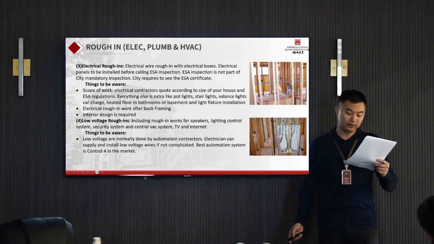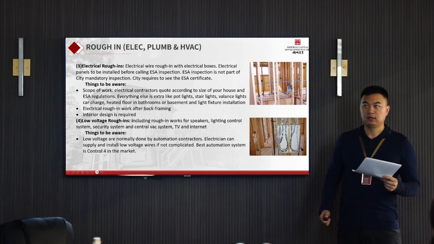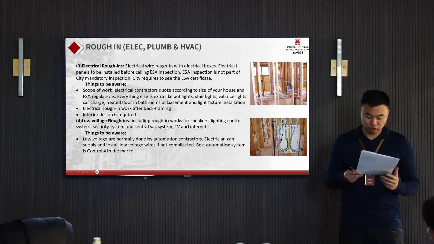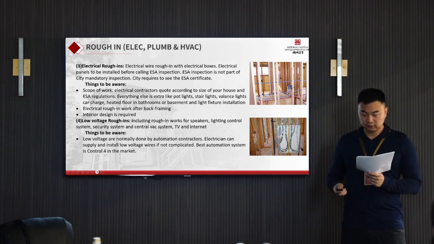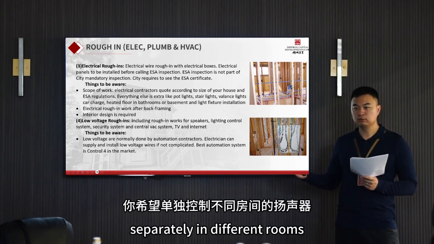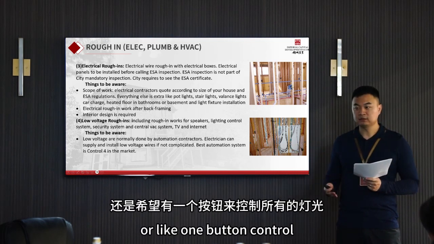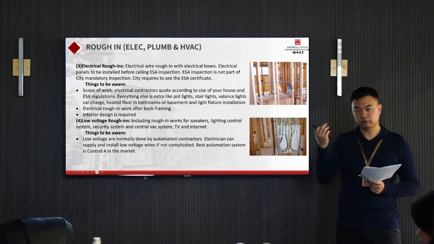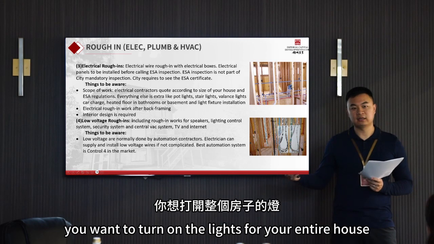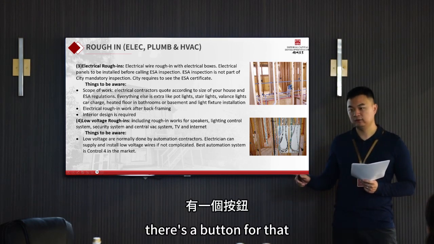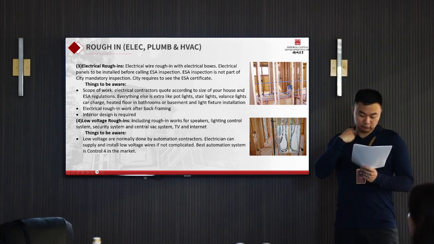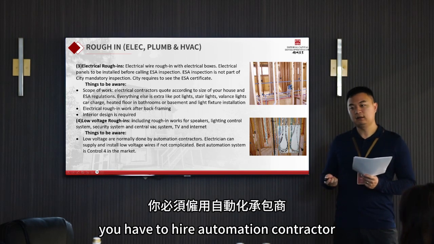If you're just looking for a dimmer switch in your house, nothing fancy, then this can be performed by an electrician. But if you're looking for a fully functioning automation system, for example one that controls how many speakers are in your house, or lets you control speakers separately in different rooms, or one-button control, like this Control4 system, which is amazing. If you walk into your front door, there's a button for that, and if you click it, all the lights in your whole house turn on.